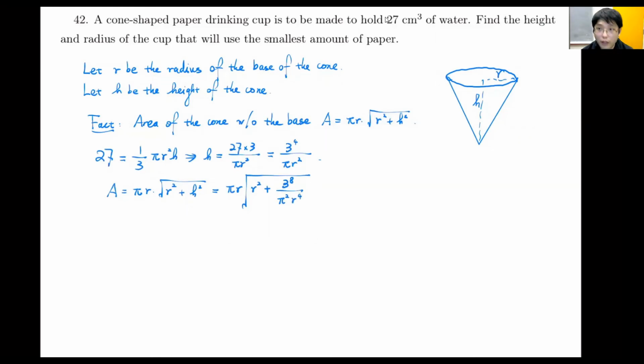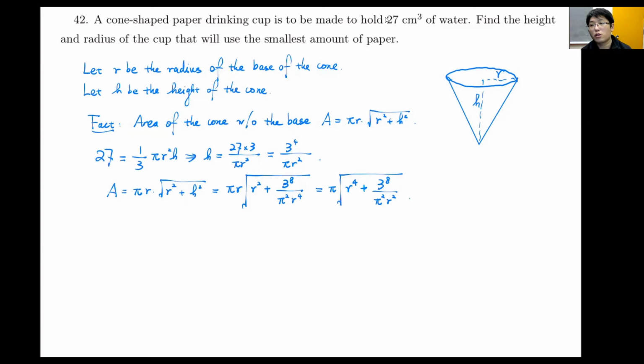Okay, to get the derivative of this, it will be wise if we just multiply this R inside, so that way I don't need to invoke the product rule. So this will be pi times root of R to the 4th plus 3 to the 8th divided by pi squared R squared. Okay, so now let's actually get the derivative.